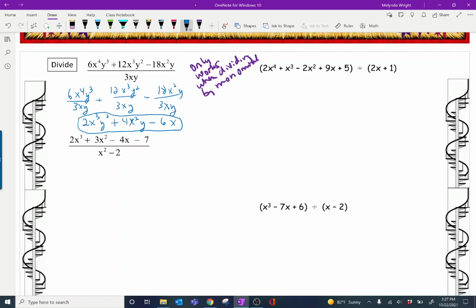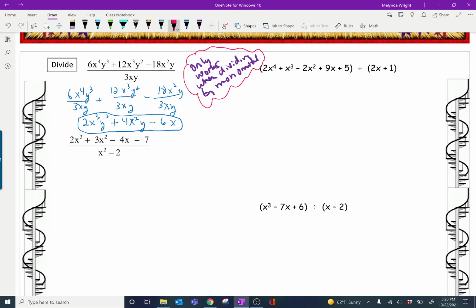Now, it's really kind of nice that all the fractions went away. That isn't always going to be the case, but it was for us here. And so that's just a different way to divide polynomials. And again, I just want to highlight, this only works when you are dividing by a monomial. Otherwise, you're going to have to use one of the other two techniques.